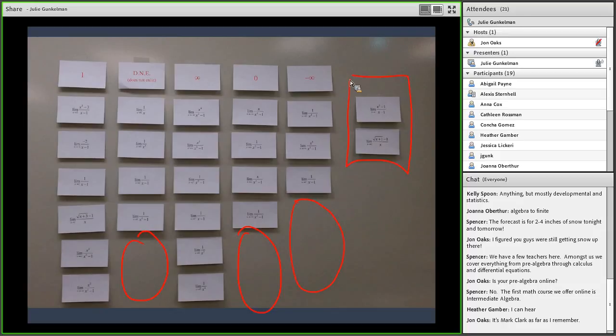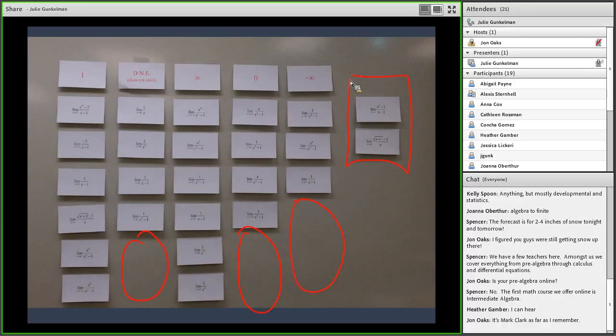Students do need, for this activity, some paper and pencil. With the algebra one, not so much. They can do most of those in their head or kind of talk it through. But with this one, I found that students do need to write a few things down, especially when they get a little bit more complicated.